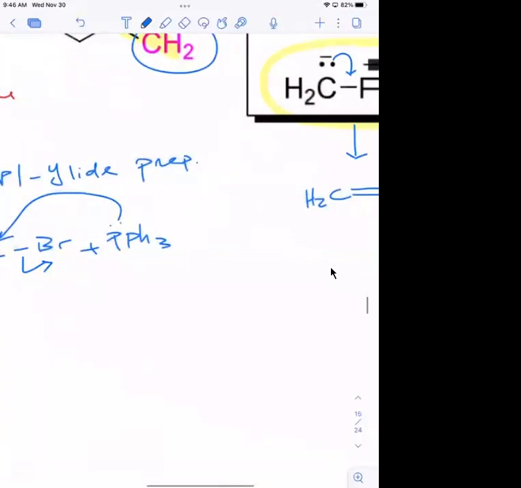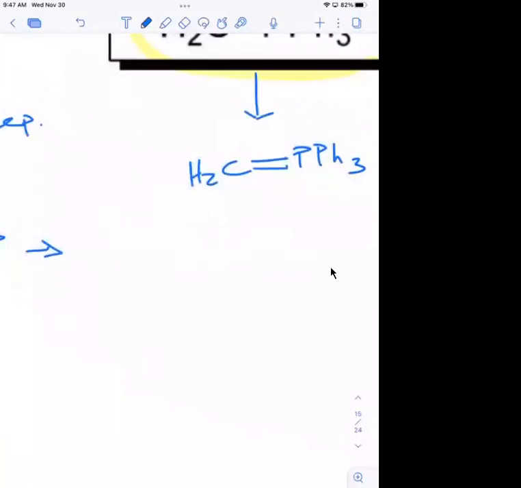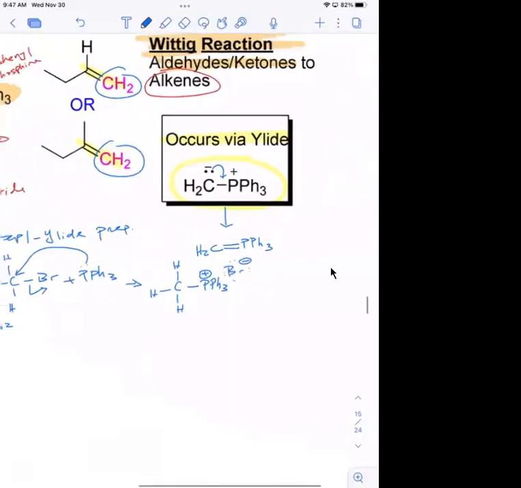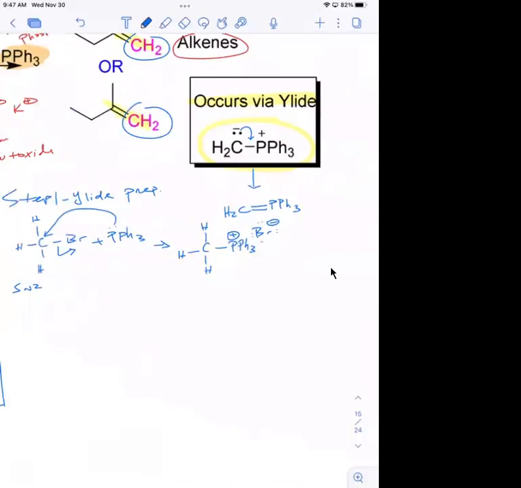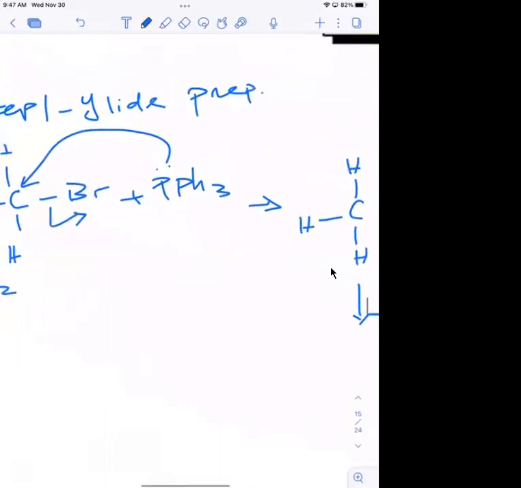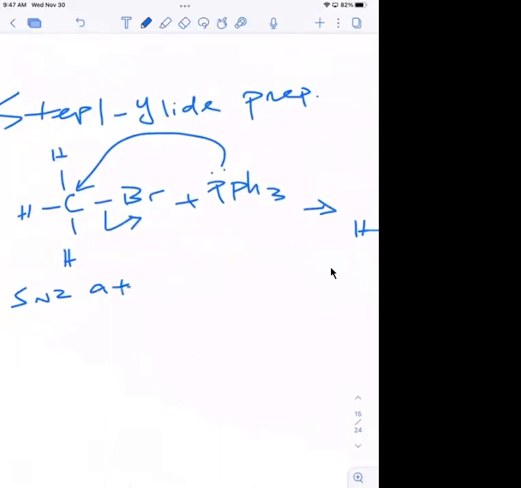All right, so once I do that, I'm going to get to this. That's now positive, and then this is CH3 plus Br minus, which is going to hang out over here and make a salt. All right, so that's not the end of it though, because I need that carbon to be negative. And so that's when I use my strong base. So the first step is SN2 attack.